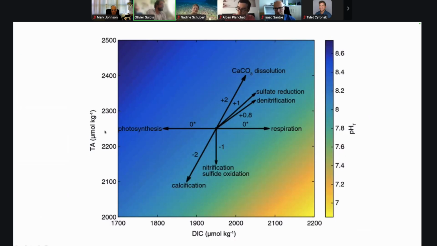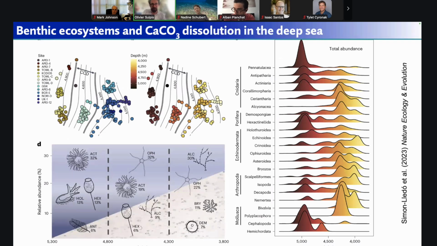So we recognize on this alkalinity versus DIC plot the photosynthesis, the respiration, the dissolution, the gasification. And we have two more arrows here, the sulfate reduction and denitrification, that correspond to the contribution of the degradation of organic matter without oxygen, so using mostly nitrate and sulfate as electron acceptors. So that's important to keep in mind, especially in highly productive coastal sediments.